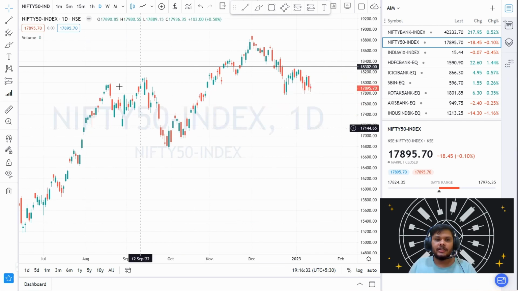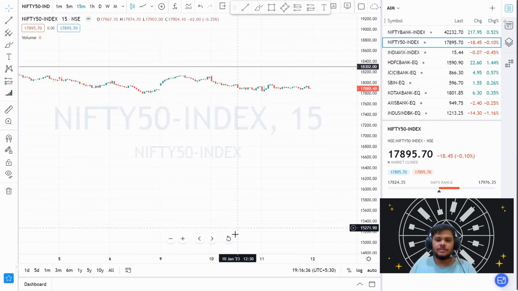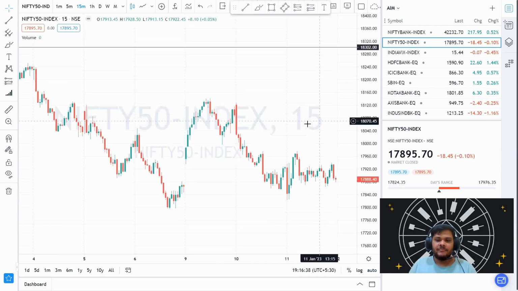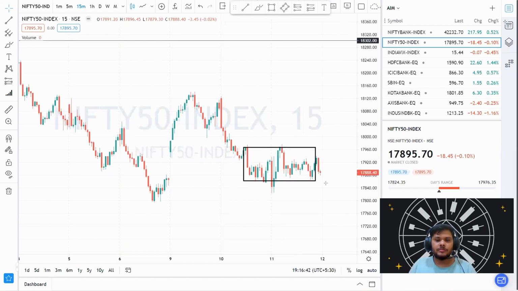And for taking any kind of buying trade, my suggestion would be, let it close above 18,000 level, and after that we can take a trade for buying. And here also it goes sideways: when the market opened flat and went down, it immediately took support from the 17,850 level, and it also took resistance from that 17,950 level.